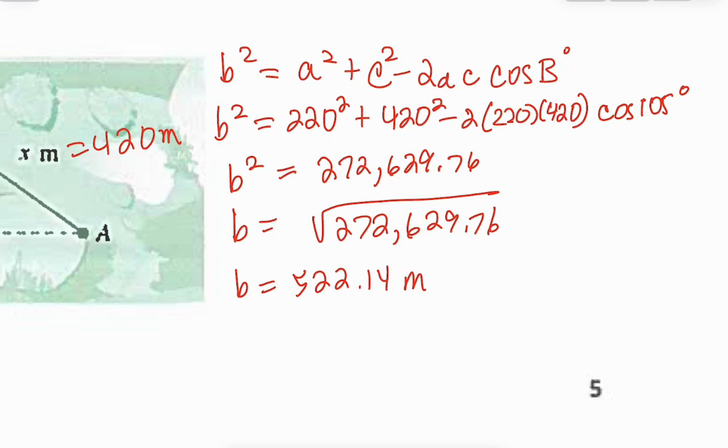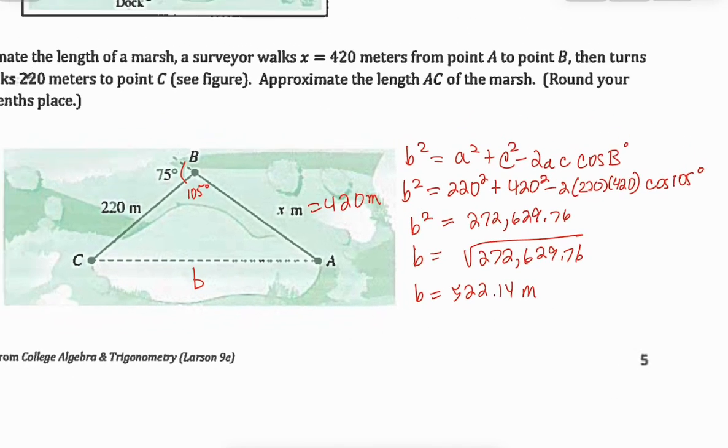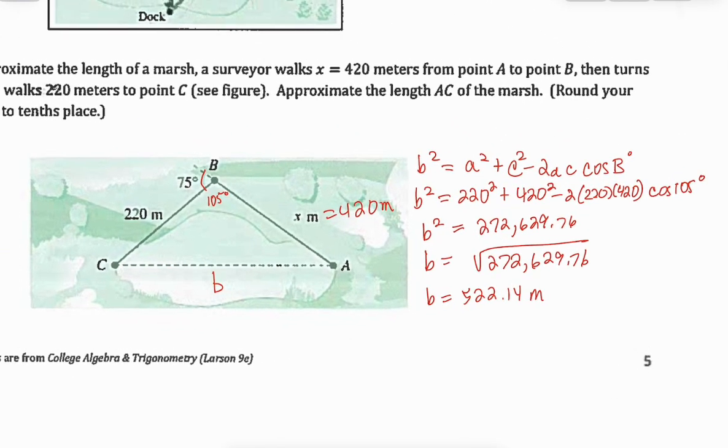522.14 meters. Now, we can do the same trick with this that we have done in the past. 105 is an obtuse angle. It's more than 90. It has to be the largest one. So since that's the largest angle, this number here should be bigger than the other sides. It's bigger than 420 and 220, so odds are we did it correctly. Okay, so that is an application of the law of cosines.